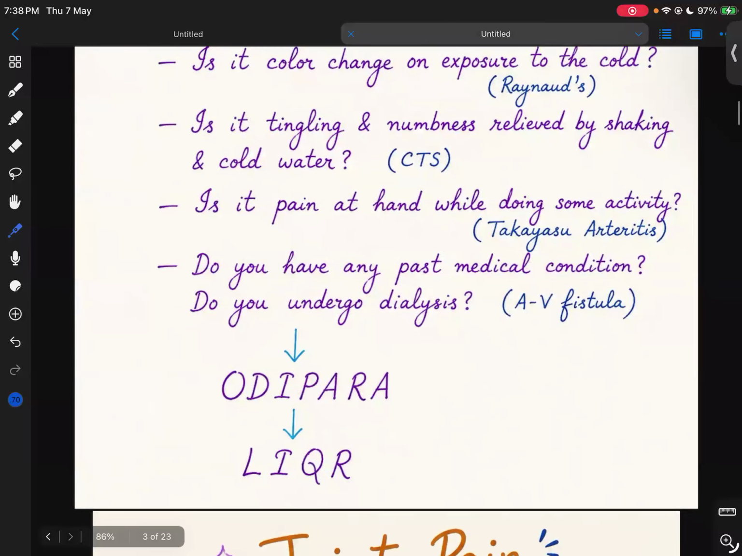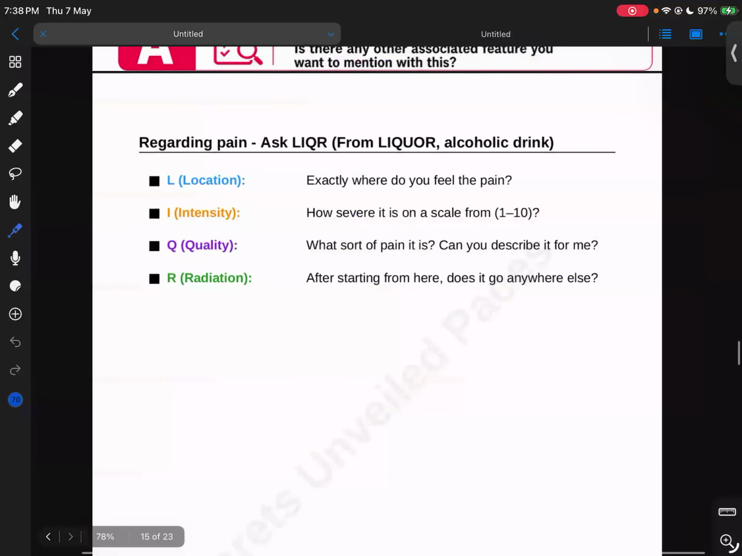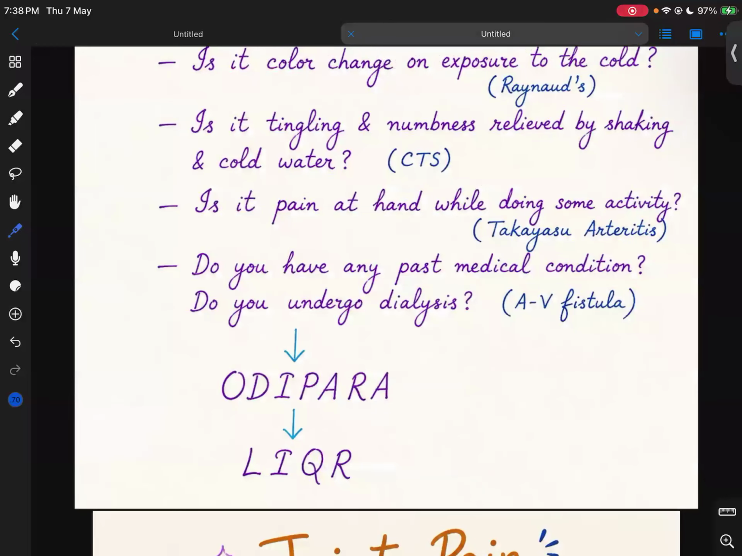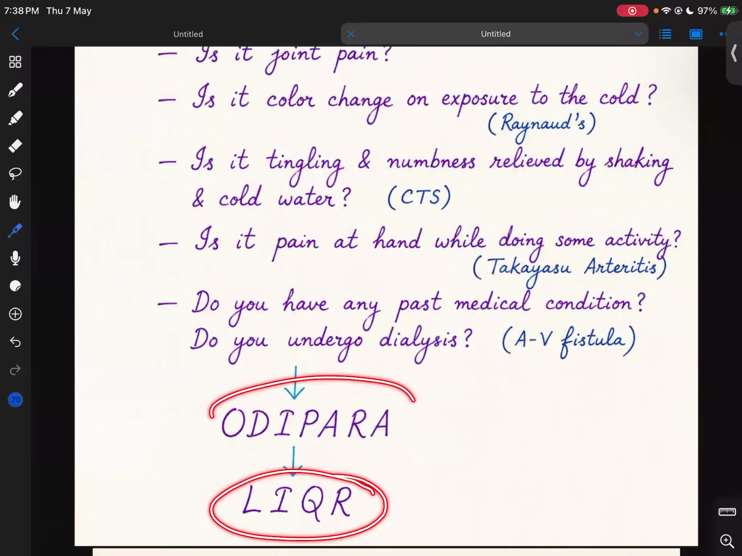Then we have to analyze that pain using another mnemonic, that is LICOR. It had already been discussed in the first session. What does LICOR mean? L means location, I means intensity, Q means quality, and R means radiation. So for any kind of pain, we have to analyze it with ODPARA, and right after ODPARA, with LICOR.